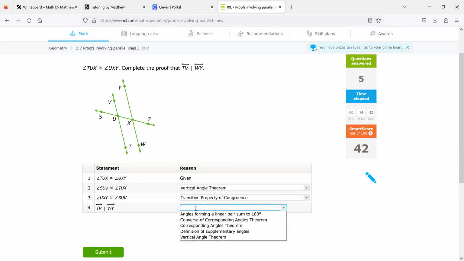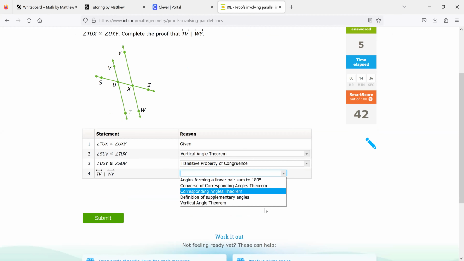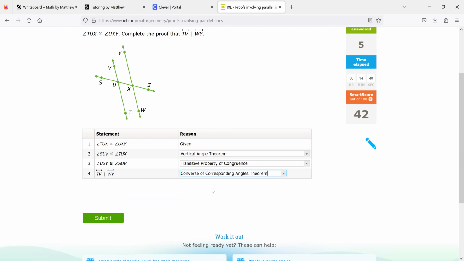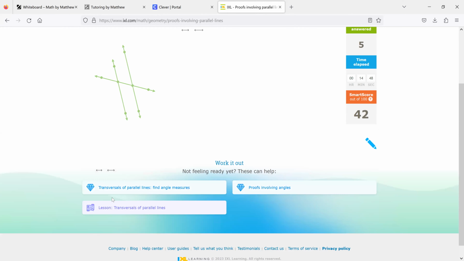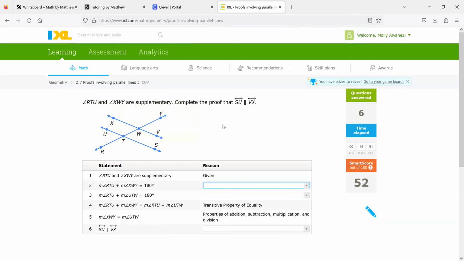And then they say the lines are parallel. That's always a converse of something. I guess in this case, corresponding angles. Like if they were parallel, you would get a bunch of stuff. If you're proving they're parallel, it's always converse. So we'll submit that there.